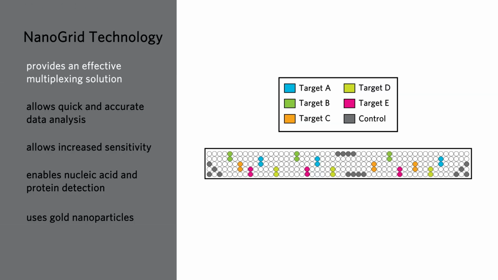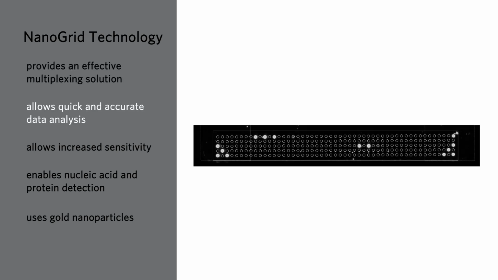NanoGrid technology provides an effective multiplexing solution. Multiple targets are arrayed on one slide. Controls are placed at each end of the slide, setting the grid and allowing the instrument to analyze data quickly and accurately.